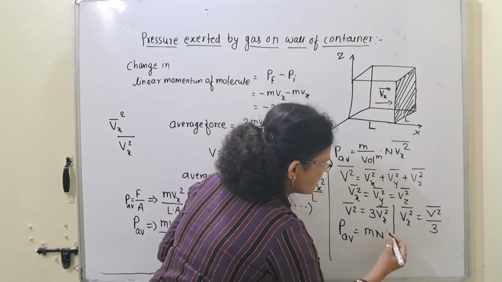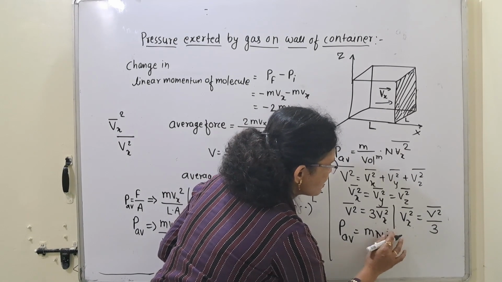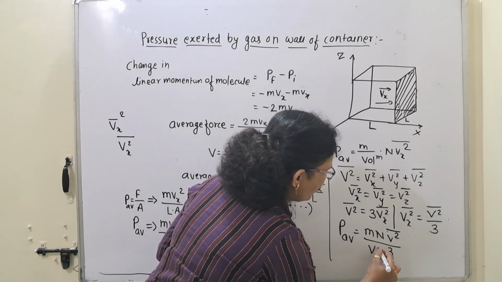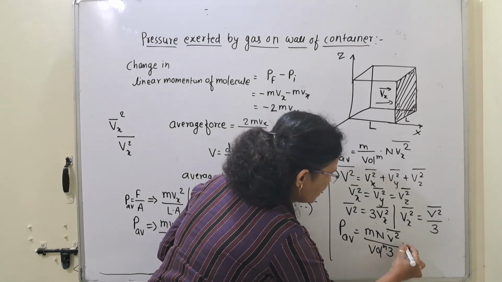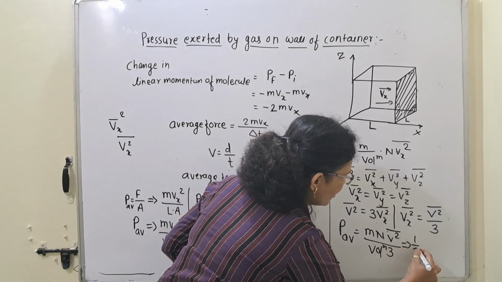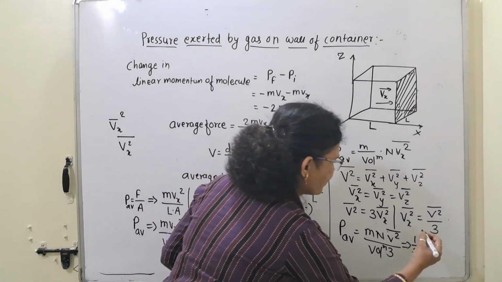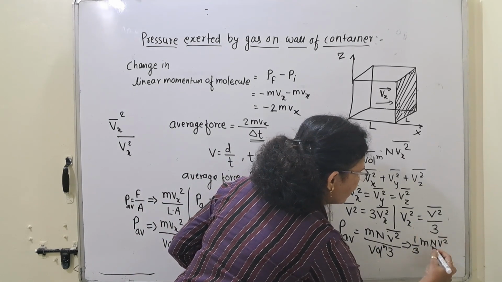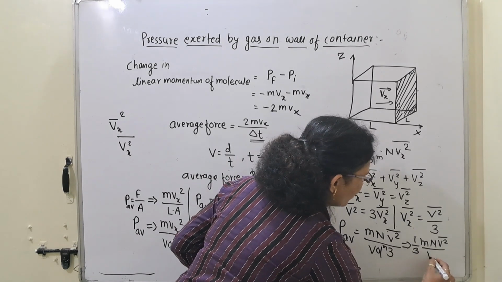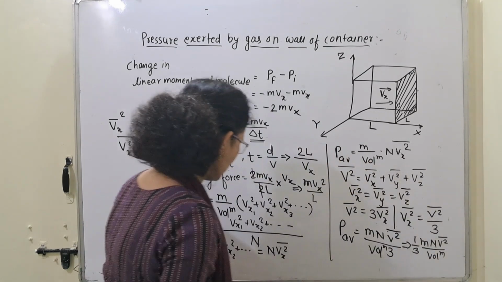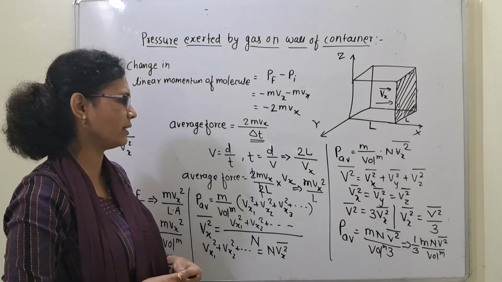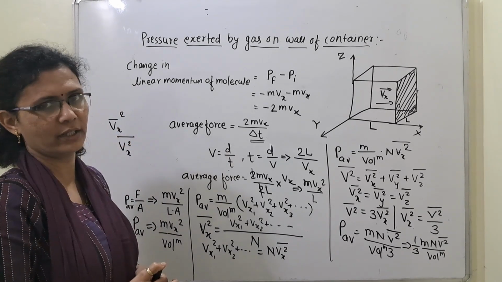In place of this, you are going to write V square bar divided by 3 and this volume as it is. This formula will be 1 by 3 mnV square bar upon volume. This is the required formula for pressure exerted by the gas on the wall of the container.